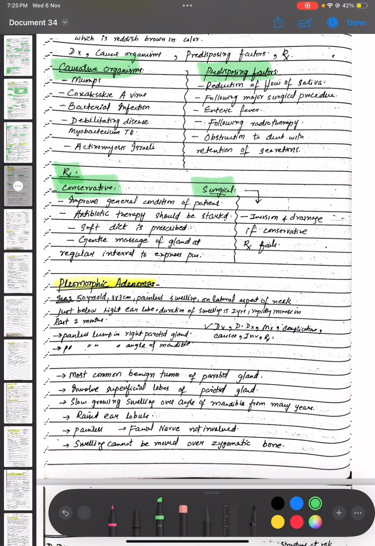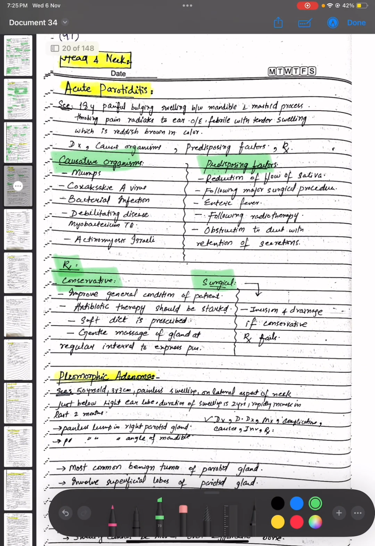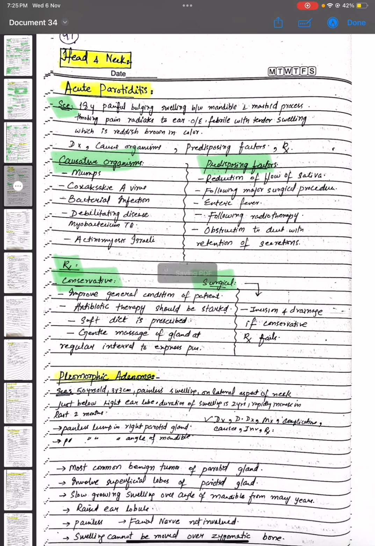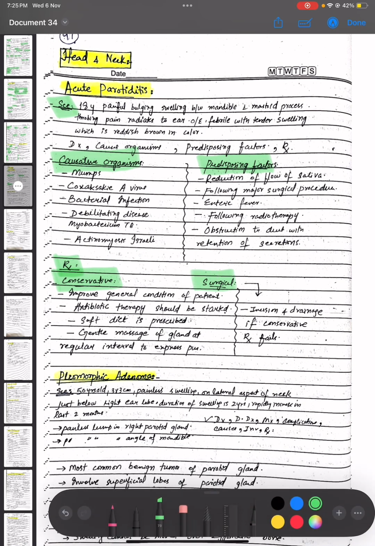In conservative treatment, improve the general condition of the patient, then antibiotic therapy should be started, soft diet is prescribed, gentle massage of the gland at regular intervals to express pus. Now, in the surgical options, we are having incision and drainage if conservative treatment fails. So, what is acute parotitis? We studied the scenario, then the causative organisms and the predisposing factors, and then the treatment options, both the conservative and the surgical.